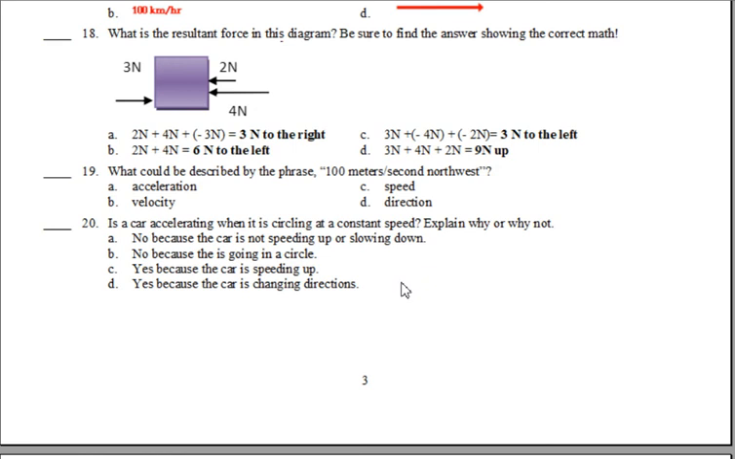Number 20. Is a car accelerating when it is circling at a constant speed? Explain why or why not. A, no, because the car is not speeding up or slowing down. B, no, because the car is going in a circle. C, yes, because the car is speeding up. Or D, yes, because the car is changing directions.